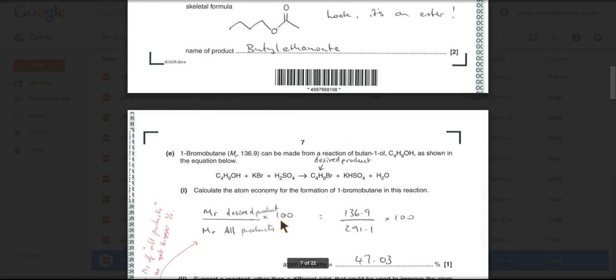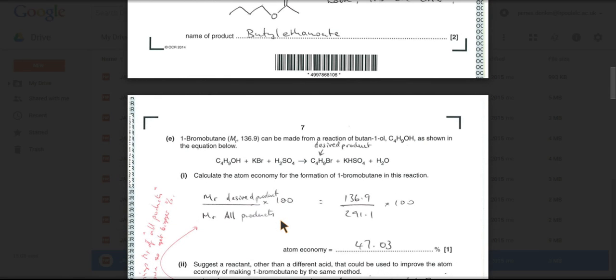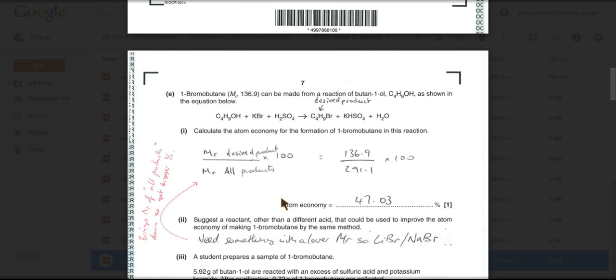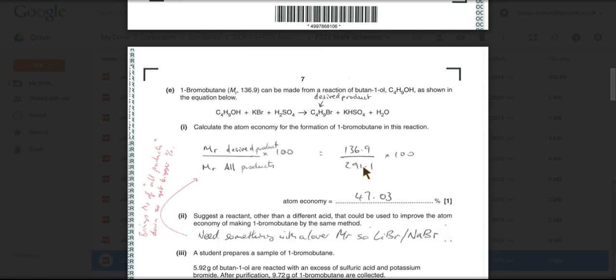Bit of a calculation now. We're given the MR of 1-bromobutane, and it can be made from a reaction of butan-1-ol shown in the equation below. Calculate the atom economy. So atom economy is the MR of the desired product divided by the MR of all the products multiplied by 100. So there's our desired product, the MR of that divided by the total MR times 100. So we get 47.03%.